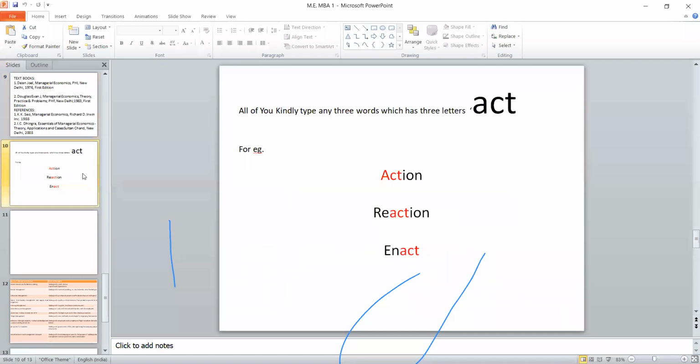What is the task? All of you kindly type any three words which have the letters A, C, T continuously. For example, I'm giving one word, action. ACT is continuous. Similarly, reaction, ACT is continuous. Enact, like that. You can pronounce it, or you can type in the chat box.